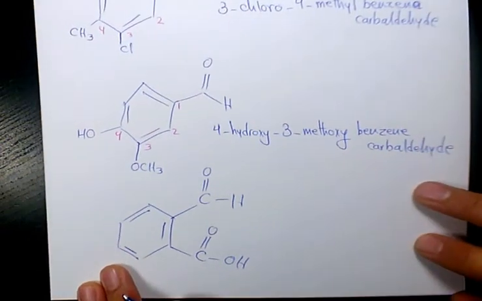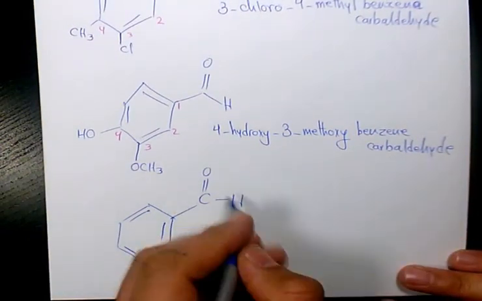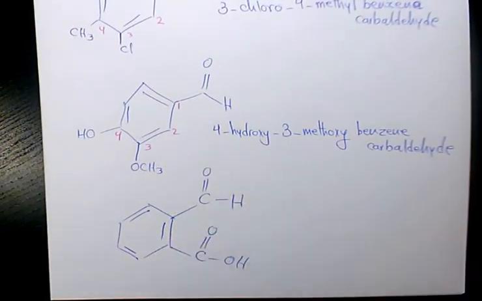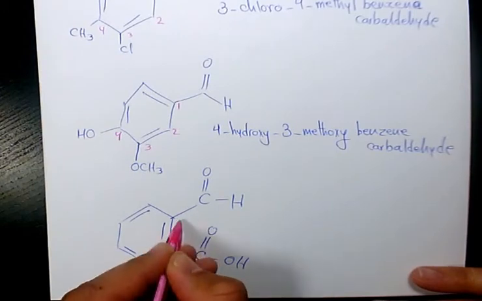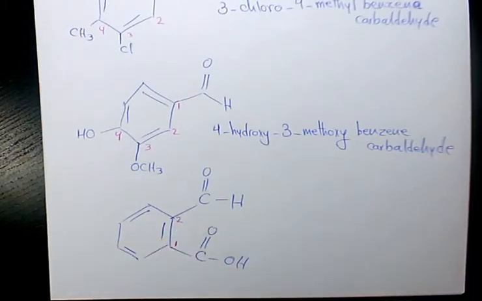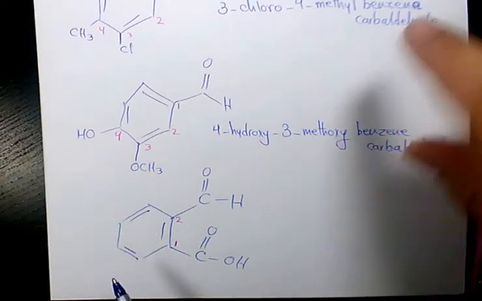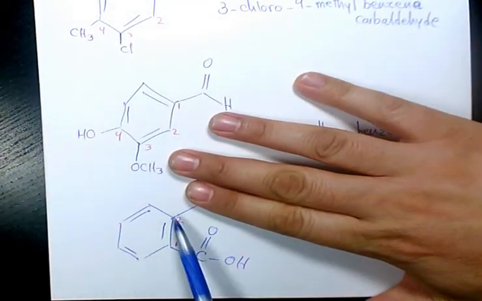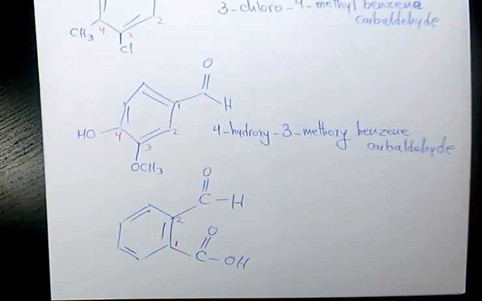Now, as you see here, we have an aldehyde and we also have the carboxylic acid, which comes first. So this one is going to be 1, this one is going to be 2. The naming of this compound is very important and different from what we had before. This is the benzoic acid. If you don't consider this part, it is benzoic acid. We had it before, benzoic acid.